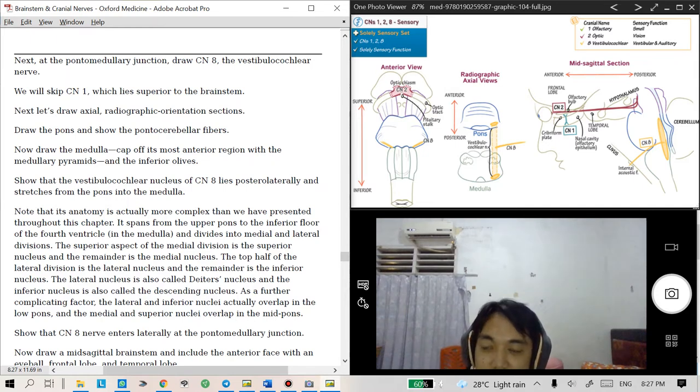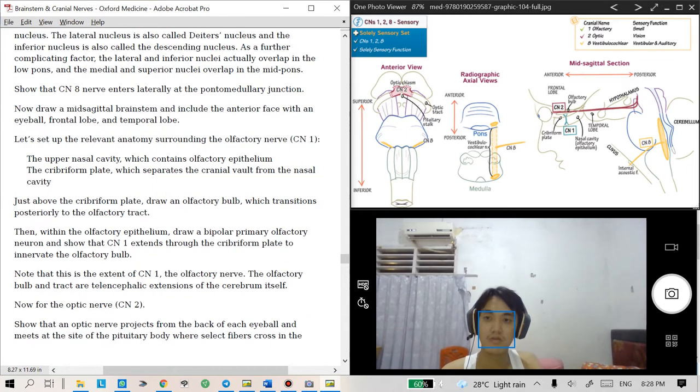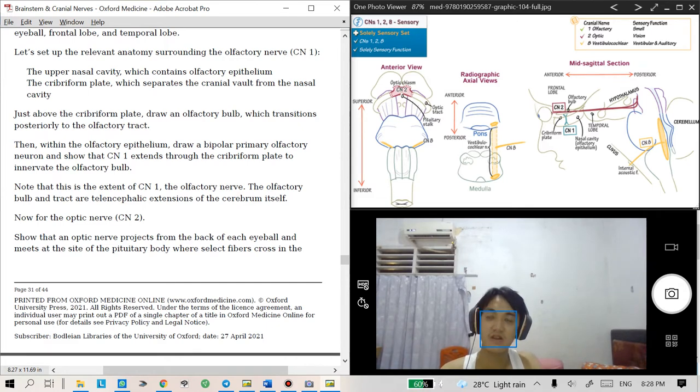As a further complicating factor, the lateral and inferior nuclei actually overlap in the low pons and the medial and superior nuclei overlap in the mid pons. Show that nervus 8 enters laterally at the pontomedullary junction. Now draw a mid-sagittal brainstem and include the anterior face with an eyeball, frontal lobe, and temporal lobe. Let's set up the relevant anatomy surrounding nervus olfactorius.